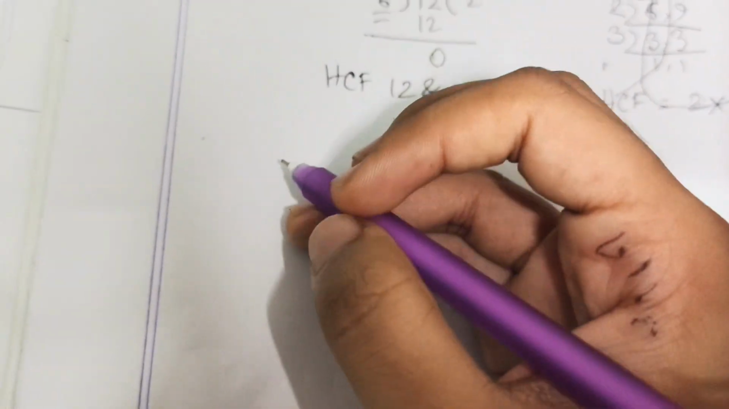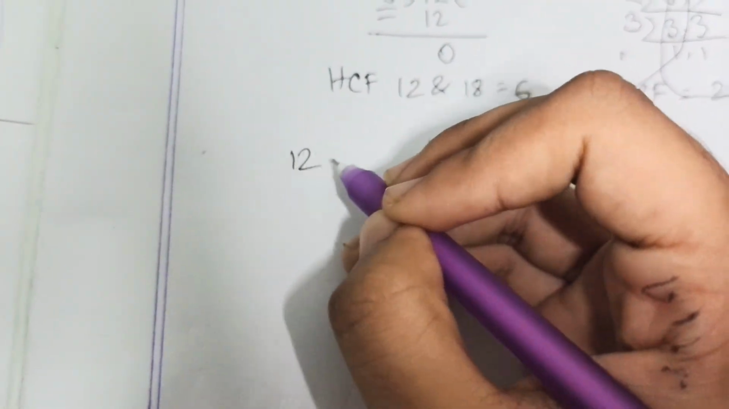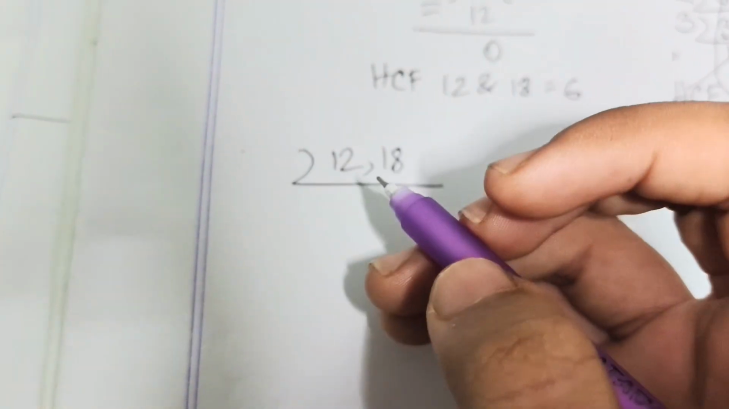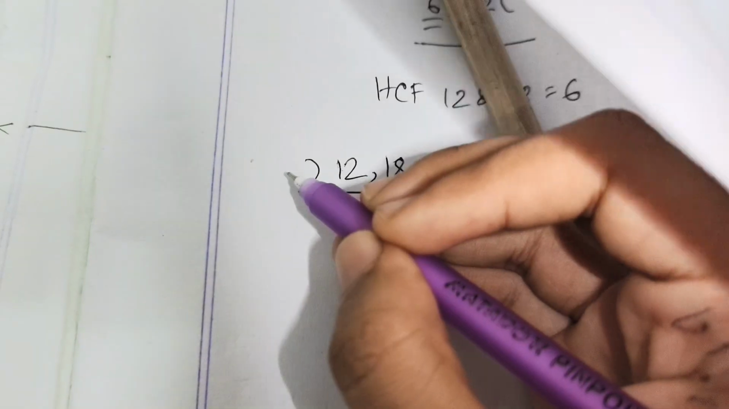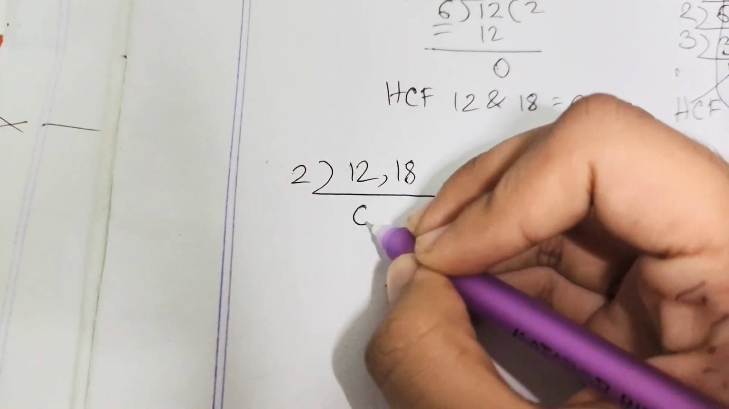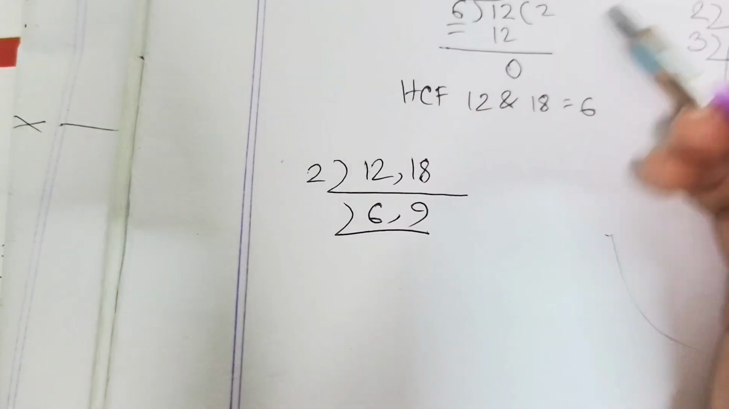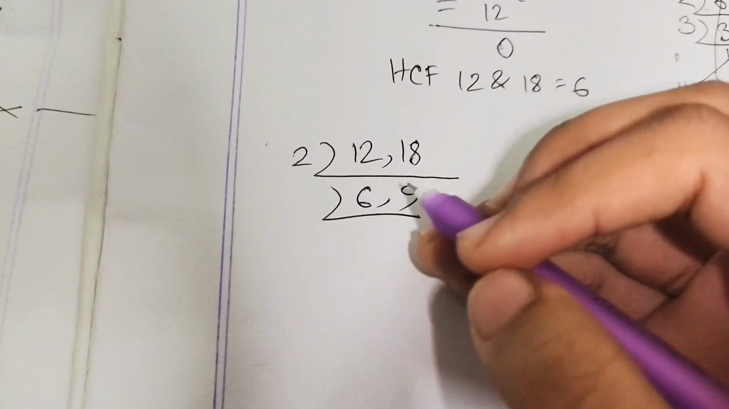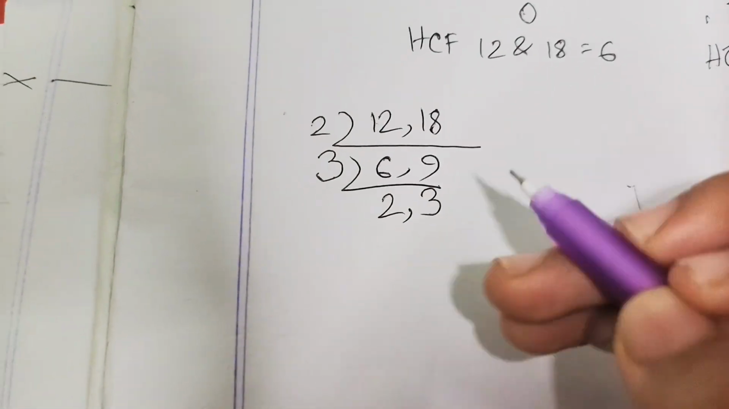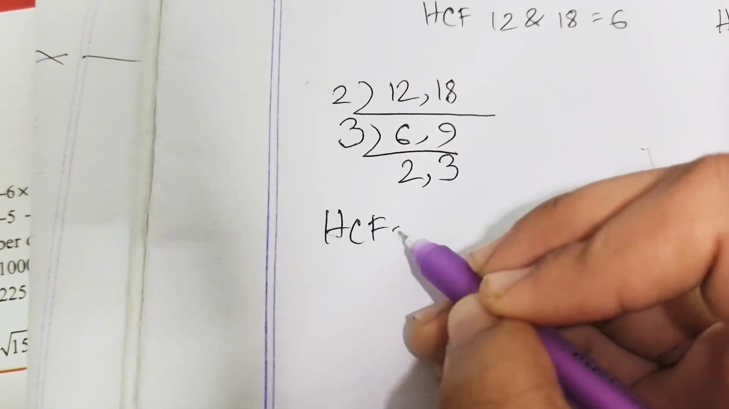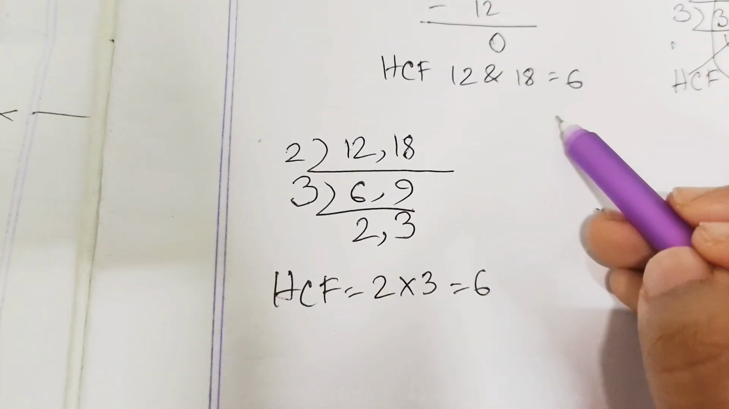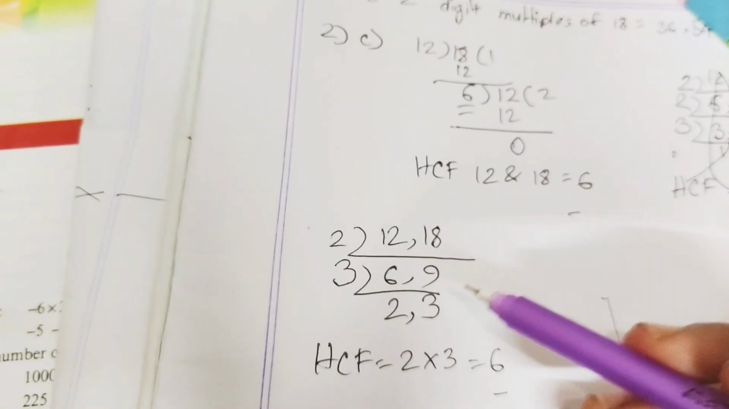There's also another way to do it, by dividing 12 and 18 together, but we need the lowest prime number first. It's going to be 2, giving 6 and 9. And these two are divisible by 3. So 2 and 3. Therefore, HCF equals 2 times 3, which equals 6. Same answer, just two methods.